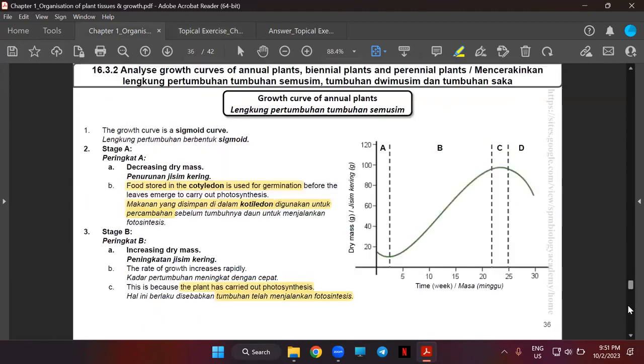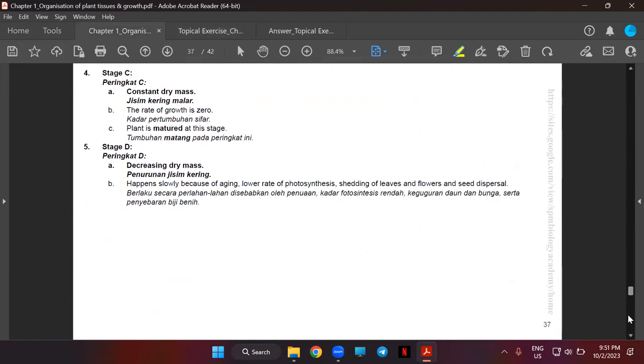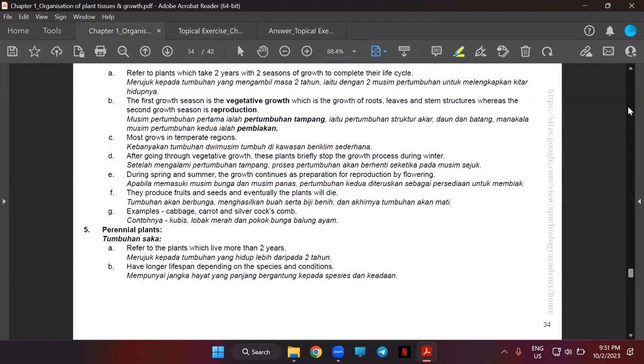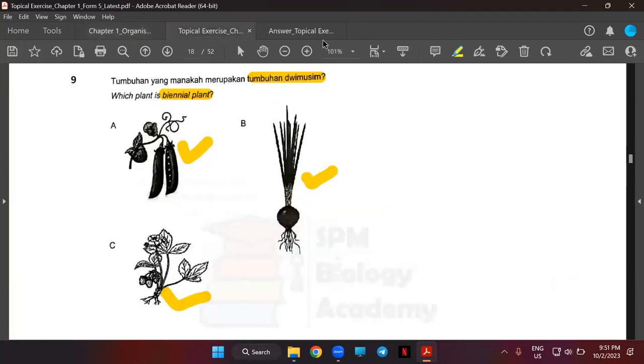Ada contoh onion ke? Tengok di sini. Dwi musim. Cabbage, carrot, silver comb. Oh, dia tak bagi onion. Okay. Let's see. Saya nak tanya you lah. Does onion produce flower? Does onion produce flower? Yes or no?